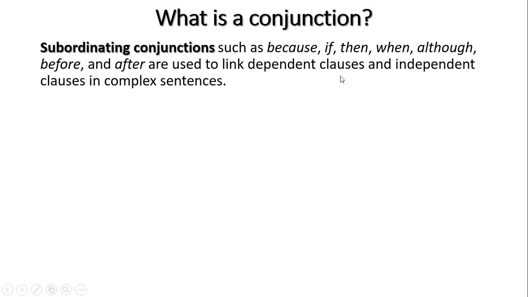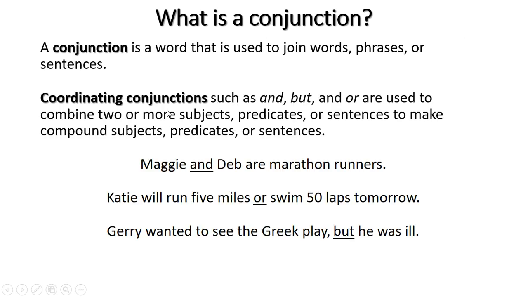Now, it's been a while since we talked about a dependent clause, but sometimes when you have subordinating conjunctions, you may have a dependent clause that you're trying to combine with an independent clause. If that's the case, you would want to use a subordinating conjunction to link them together. If I go back for just one moment, this sentence here, Jerry wanted to see the play, that's an independent clause. That's a sentence that can stand all by itself. He was ill is another independent clause.